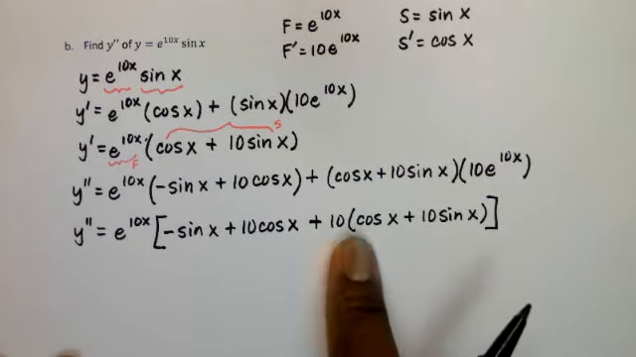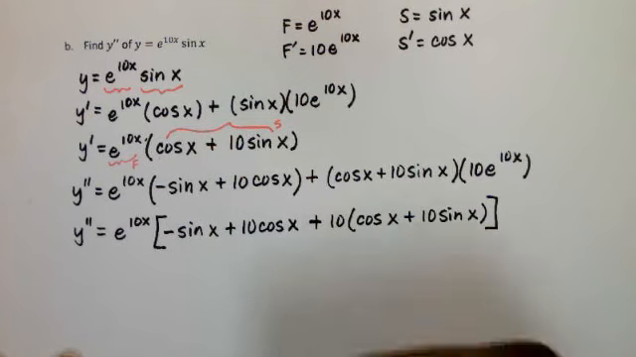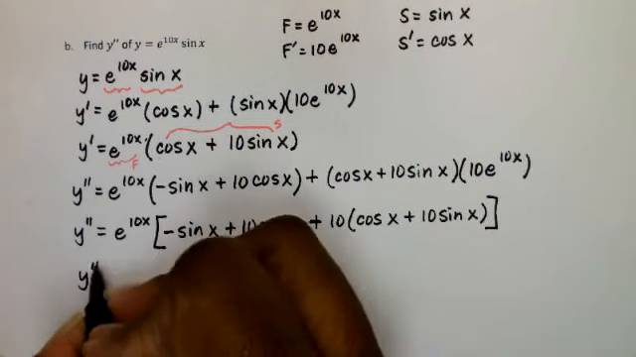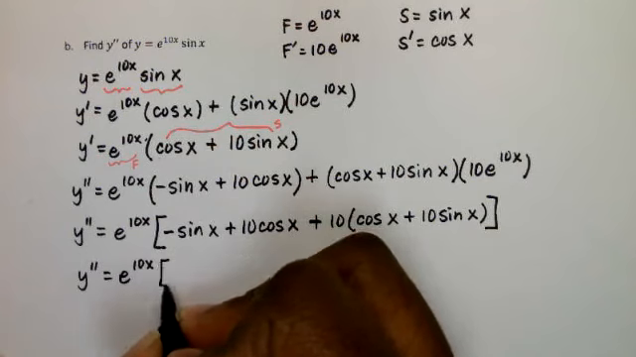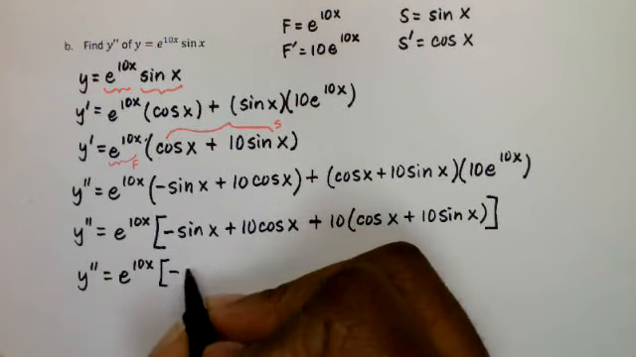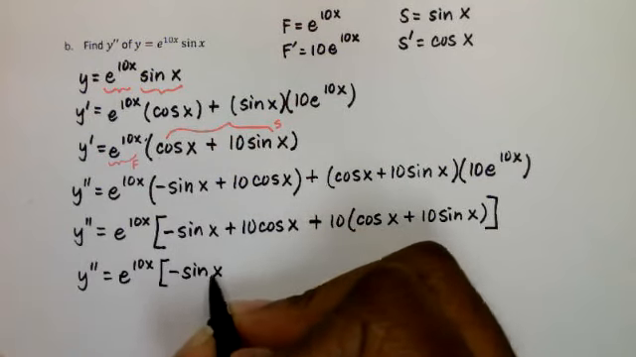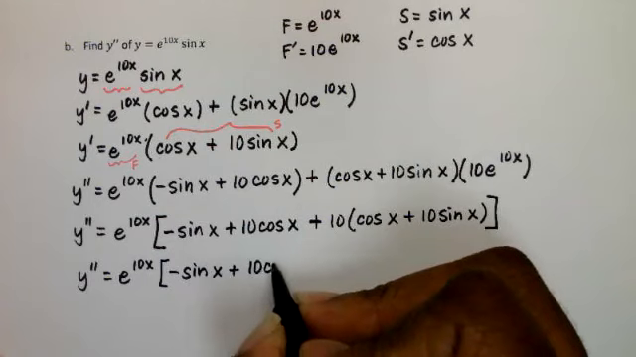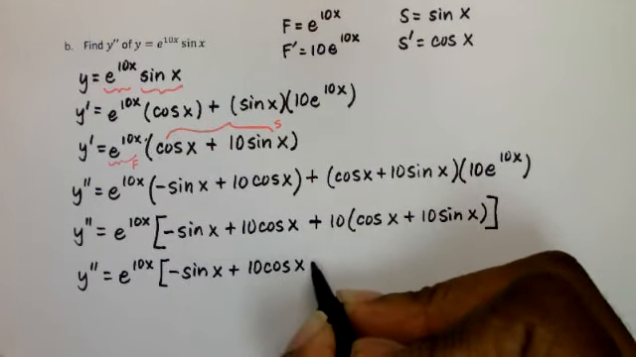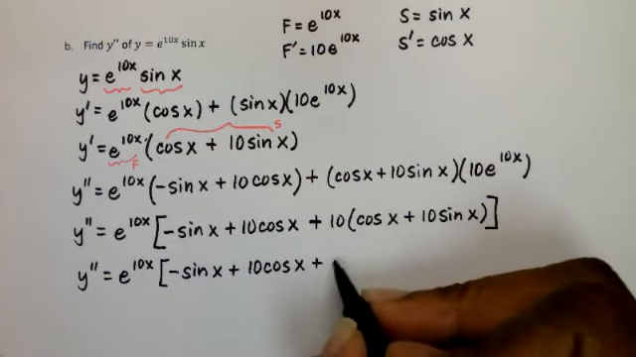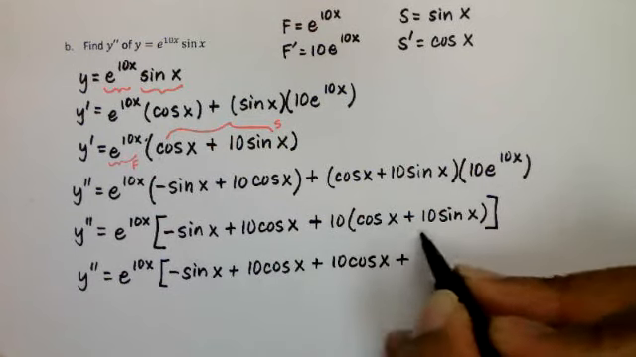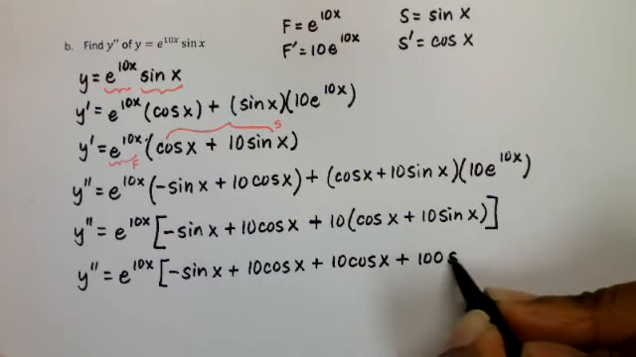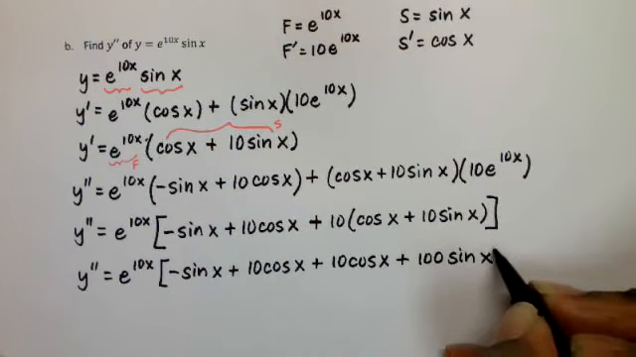Now I'm going to distribute the 10 over the cosine of x plus 10 sine of x. So y double prime is equal to e to the 10x times, inside the bracket, negative sine of x plus 10 cosine of x. And then distribute the 10. This will be plus 10 cosine of x plus 10 times 10, that's 100 times the sine of x.